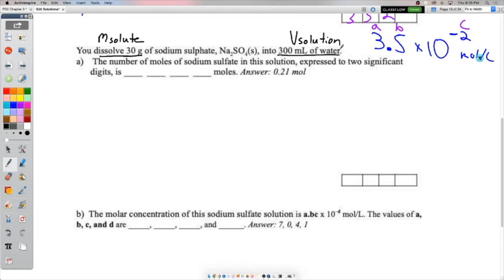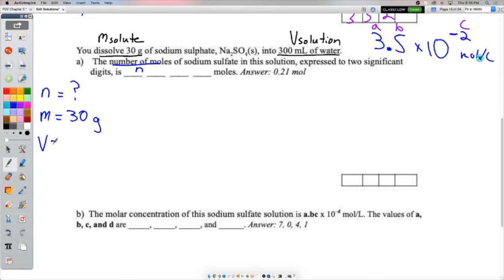The number of moles of sodium sulfate in this solution expressed to two significant digits is blank, blank, blank, blank moles. Okay, so yes, they gave us V solution, right? What it's asking for, the number of moles, that is N, okay? So yes, they gave us V, but is that going to be useful here? Well, let's see. N is what we want. M solute, I should say, they gave us is 30 grams. Great. Okay, cool. They gave us V.